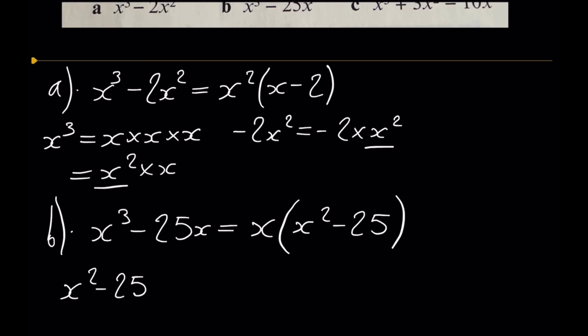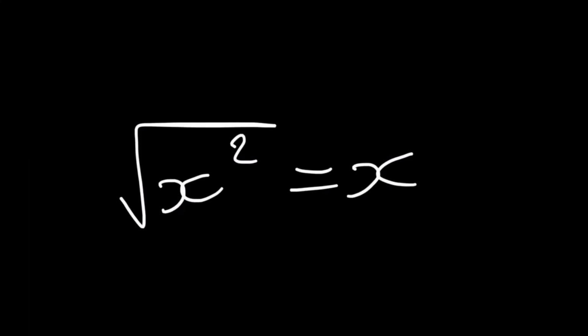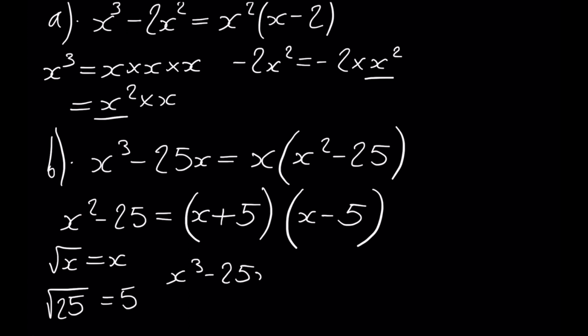X squared minus 25 is a quadratic expression. The square root of x squared is x, and the square root of 25 is 5. So we can rewrite this, opening two sets of brackets, and writing x here and x there, positive and negative, and then just placing 5. So x cubed minus 25x is equal to x times x plus 5 times x minus 5. Why?